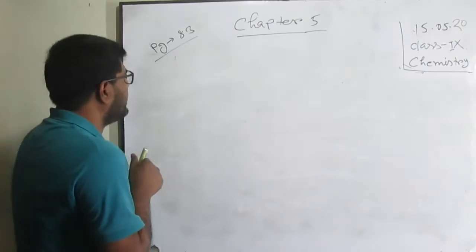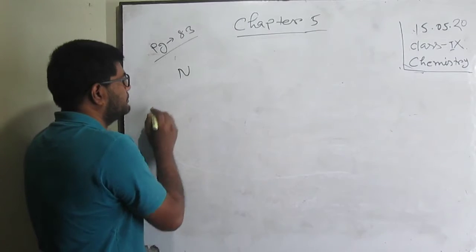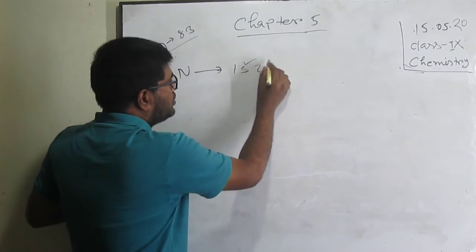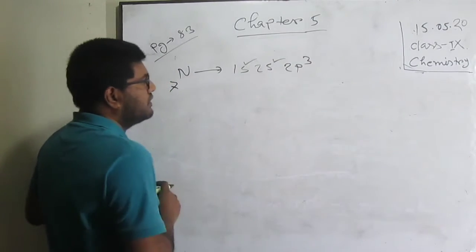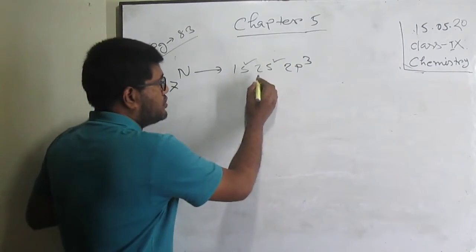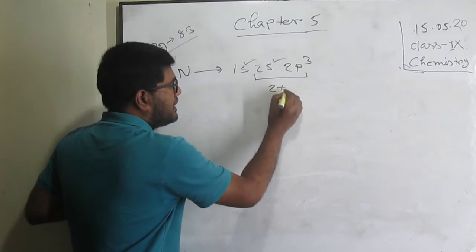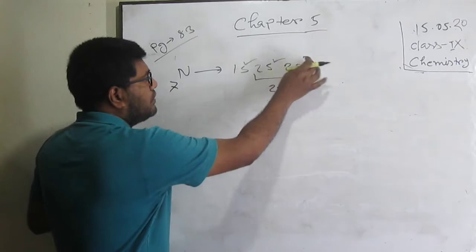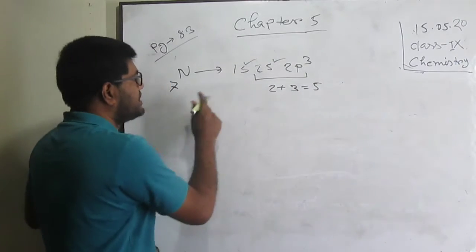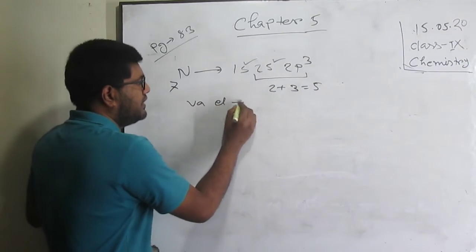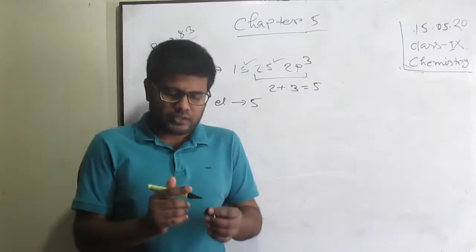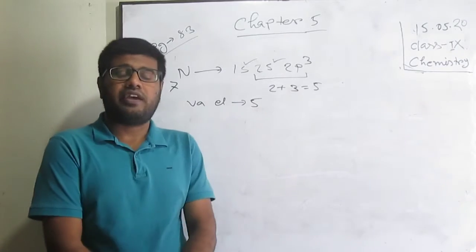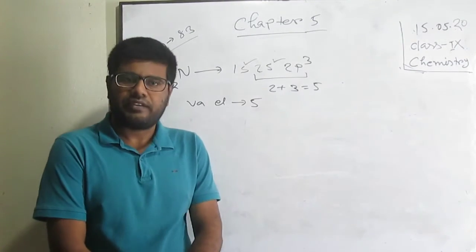Suppose I am talking about nitrogen. Its atomic number is 7, so its electronic configuration is 1s2, 2s2, 2p3. The total number of electrons in the outermost energy level is 2 plus 3, because this is the second orbit and this is also the second orbit. So the total number of electrons is 5. So for nitrogen, the valence electron count is 5.